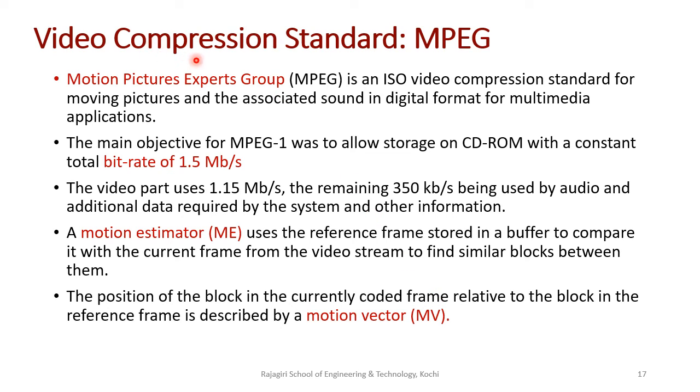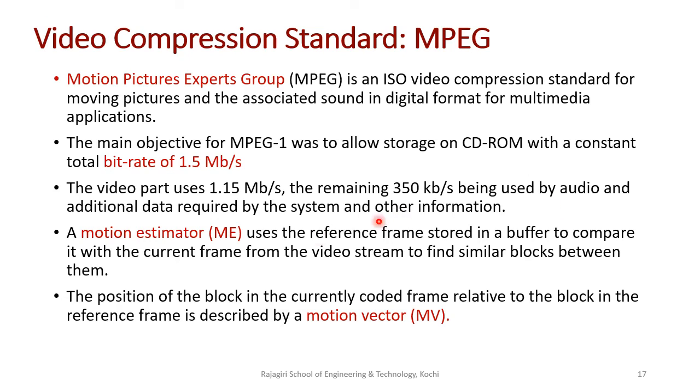Now we will discuss the video compression standard MPEG. The Motion Pictures Experts Group, or MPEG, is an ISO video compression standard that is used to compress moving pictures and associated sound for multimedia applications. The main objective for developing the MPEG-1 standard was to allow storage on a CD-ROM with a constant total bitrate of 1.5 megabits per second. The video part uses 1.15 megabits per second and the remaining 350 kilobits per second was used by audio.